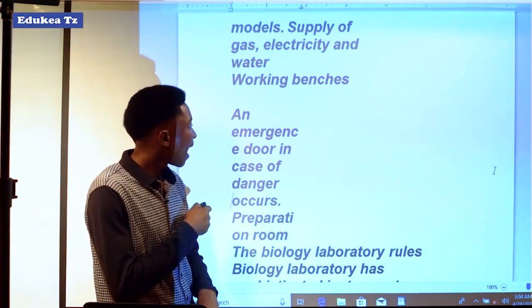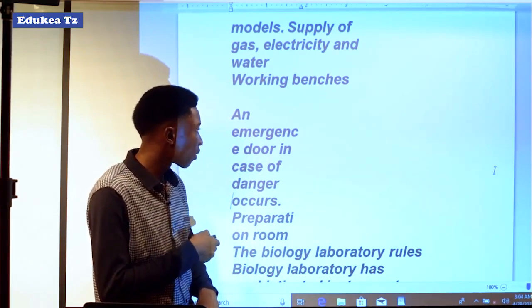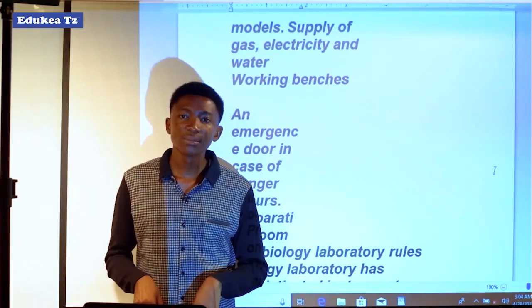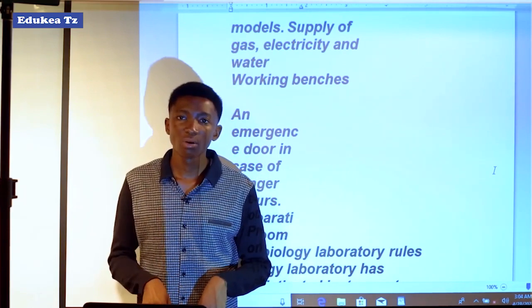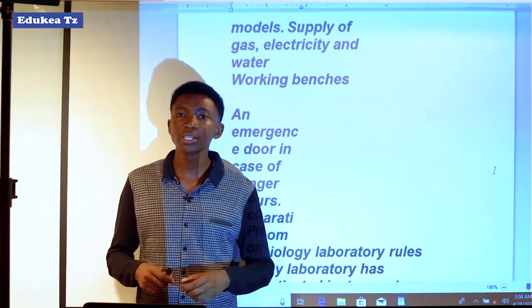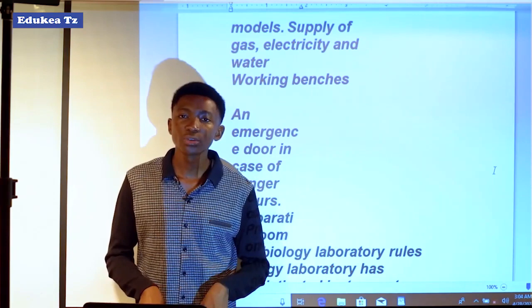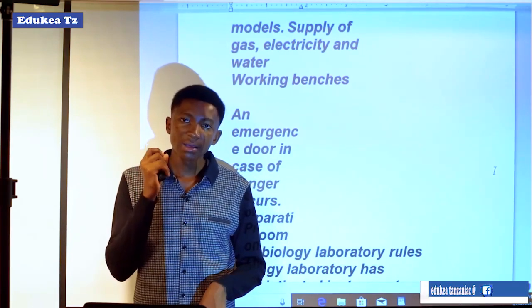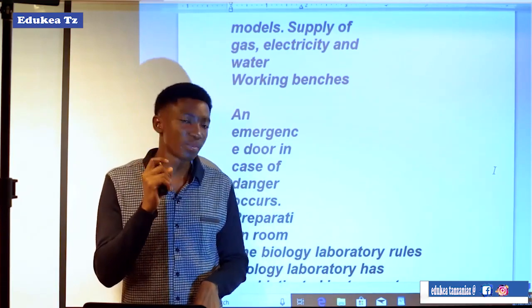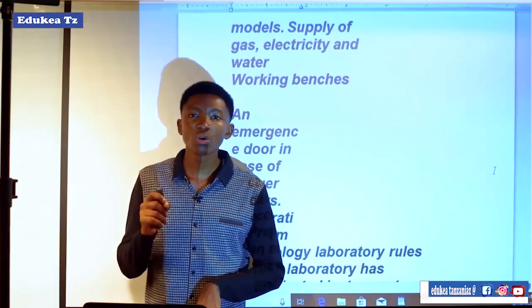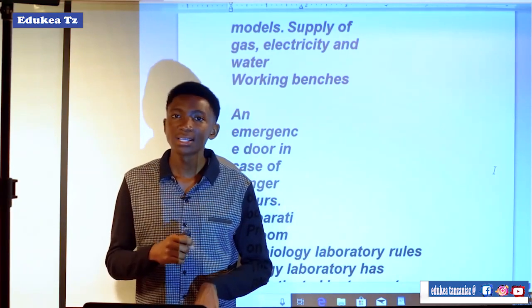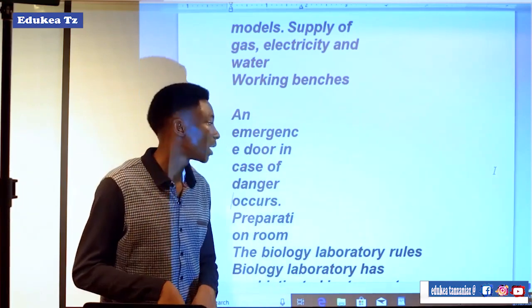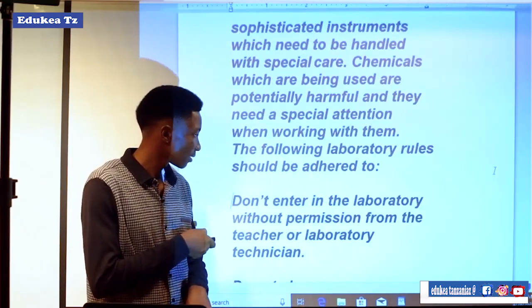And we say an emergency door in case danger occurs. A biology laboratory must have emergency doors, because sometimes a building can burn, or the chemicals in the biology laboratory can produce heat and then burn. So there is need of special doors or emergency doors, so that if danger occurs, someone can run out or move out of the laboratory for safety.